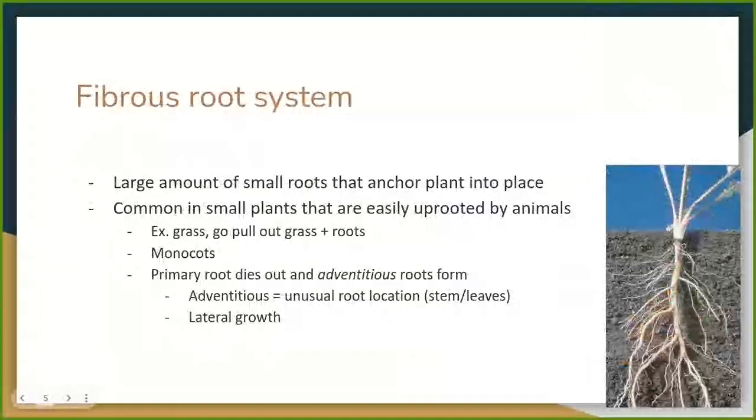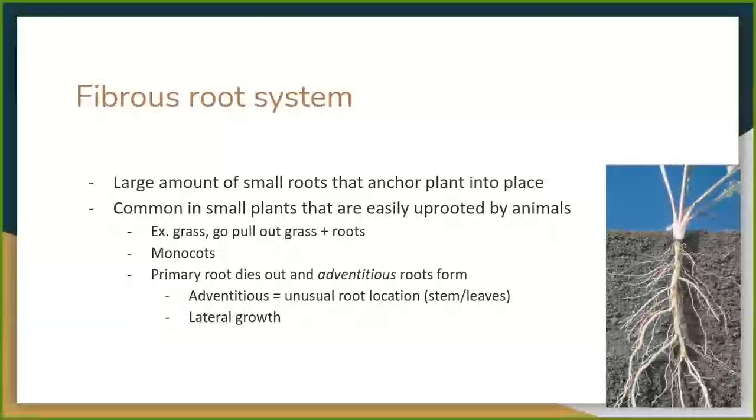Some plants will have what is known as a fibrous root system. This is basically a large amount of smaller roots that can anchor a plant into place. Fibrous root systems are commonly found in smaller plants that have an easier chance of being uprooted by animals. For example, you go out to a grassy area and you walk around on the grass, chances are you're going to destroy some of the grass. So they need to have a stronger root system to keep the plant rooted in place. So even if you break off the leaf, the rest of the plant is still there.